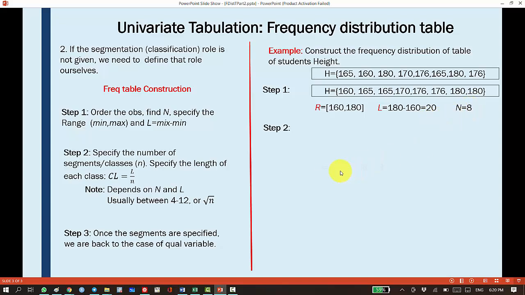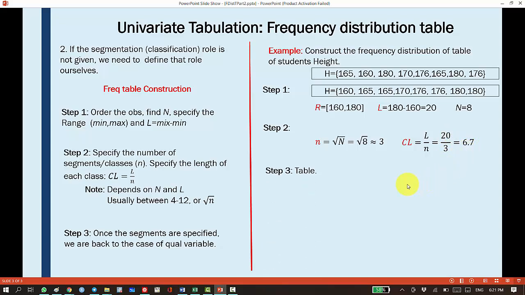In the second step, we specify the number of classes, where n is equal to the square root of capital N, which is the square root of 8, because capital N is 8, and the square root of 8 is nearly 3. Hence, we divide our 8 observations into 3 different classes. Furthermore, we calculate the length of each class, which is L over n. L we know is 20 from the first step, n is 3. 20 divided by 3 is 6.7.